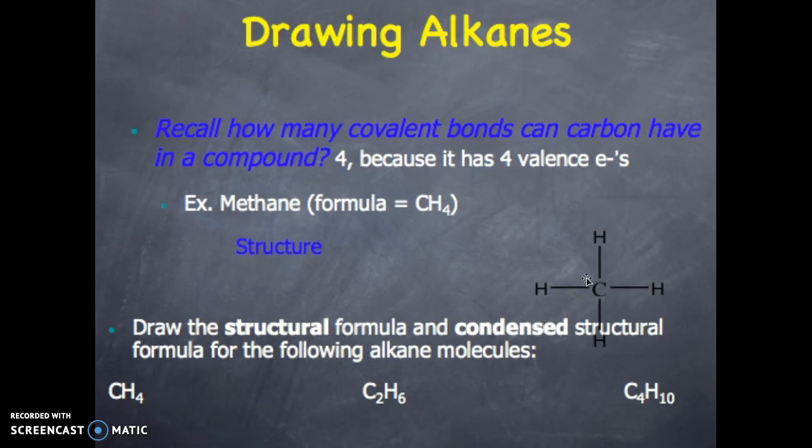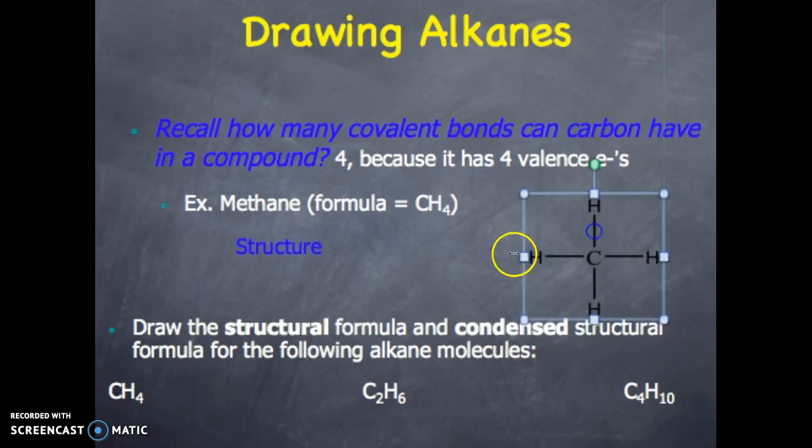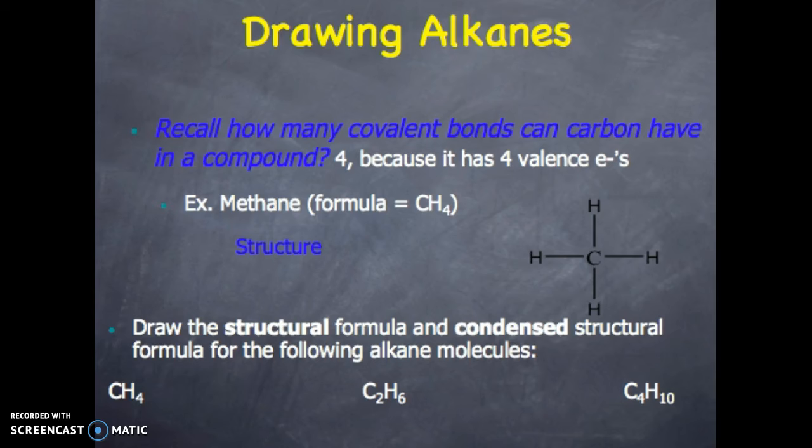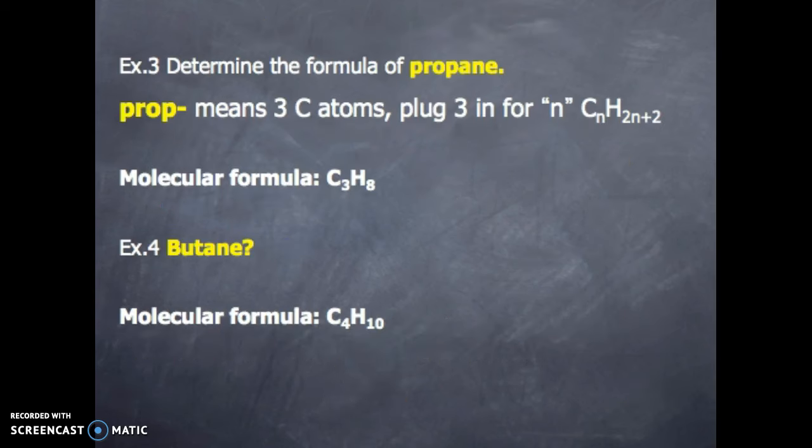So we already talked about the fact that carbon has 4 valence electrons. Here's a structural formula of methane, what methane would look like, 1 carbon, 4 hydrogens. What I'd like you to do is draw methane in your notes, draw C2H6 and C4H10 in your notes, and I want to see if we can get them correct. We'll go over what the picture should look like tomorrow. Make sure that you draw them all with single bonds because these are all alkanes.